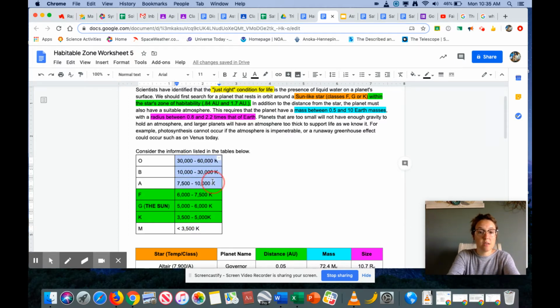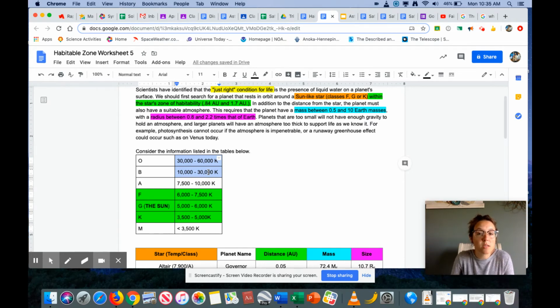And then the next one is the high-temperature stars. Then the planet needs to be further away. If we have an O star that's 30 to 60,000 degrees, and we're 1.5 astronomical units away from that star, everything is just going to burn up. It's not going to be a habitable planet. It needs to be far enough away that the heat reaching it is just enough that the water's not going to freeze and not going to evaporate. It's going to be liquid, okay?